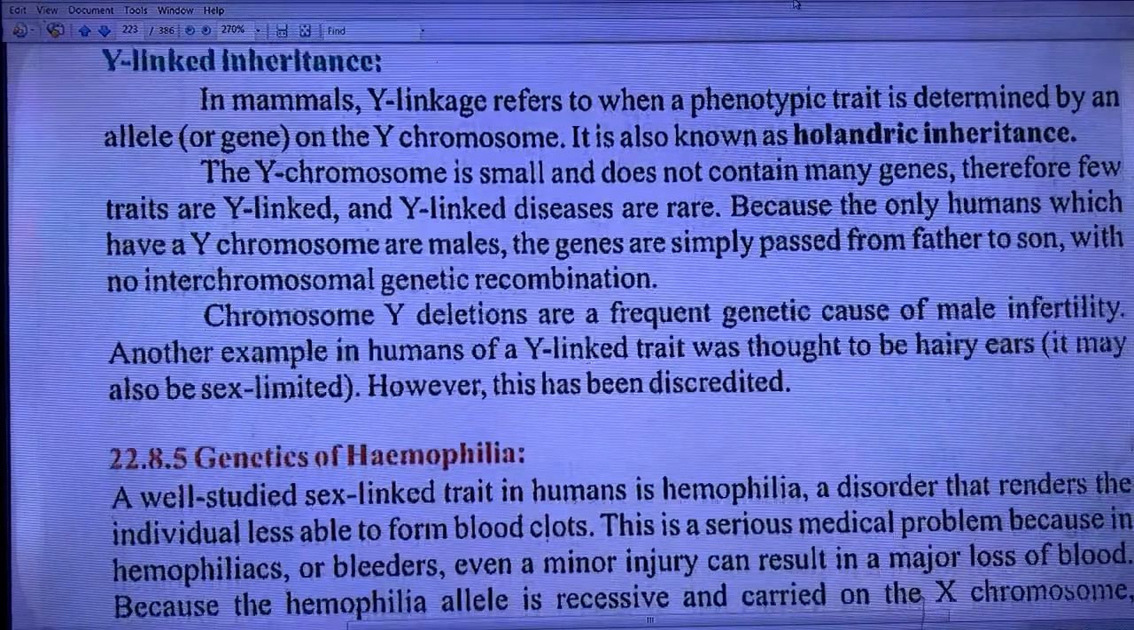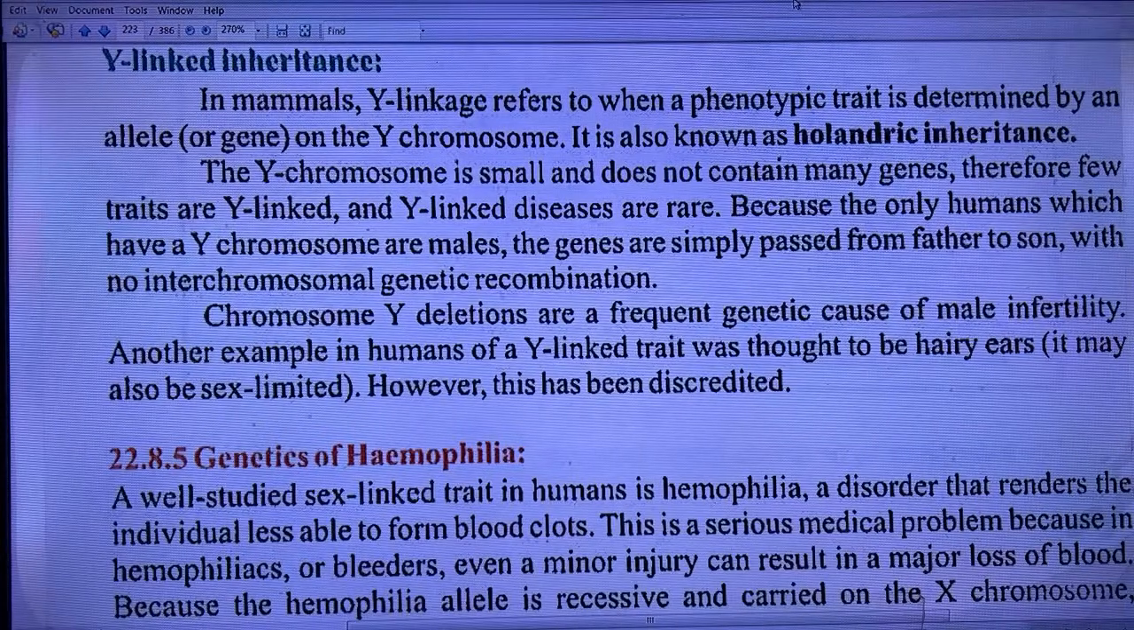Y-linked inheritance. In mammals, Y-linked refers to when a phenotypic trait is determined by an allele, a gene, on the Y chromosome. It is known as holandric inheritance. The Y chromosome is small and does not contain many genes. Therefore, few traits are Y-linked and Y-linked diseases are rare, because the only humans which have a Y chromosome are males. The genes are simply passed from father to son with no interchromosomal genetic recombination.